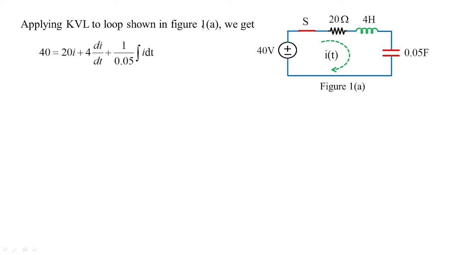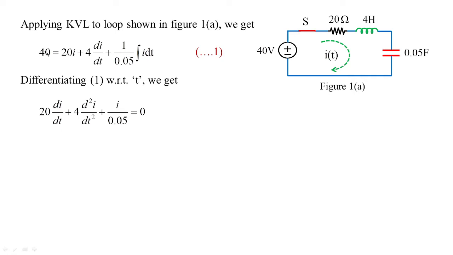So 40 changes to the right hand side of the equation and this becomes the actual equation of figure 1a. Now this is a general equation framed for the given circuit. Let us name this equation as 1 and I'm going to differentiate 1 with respect to t. Why like that? Because I need to find out the transient current.